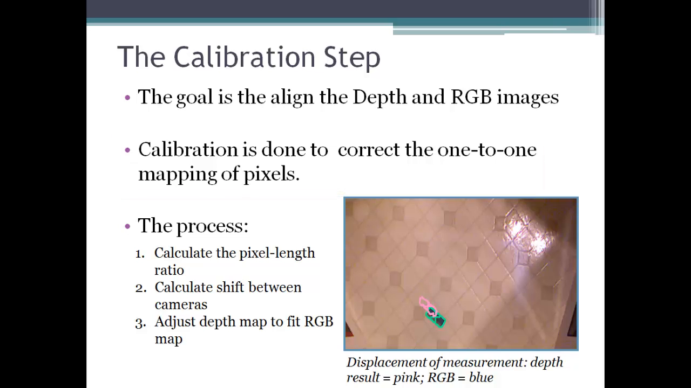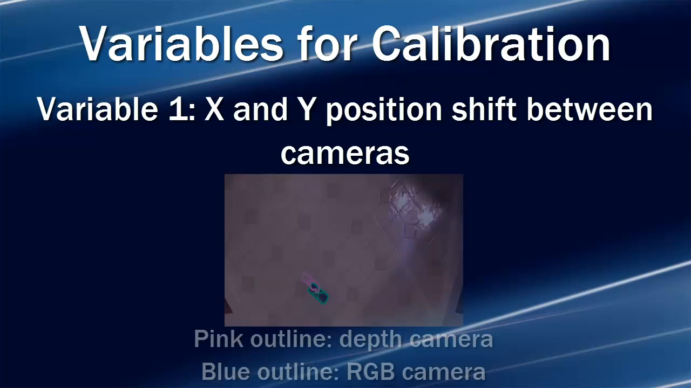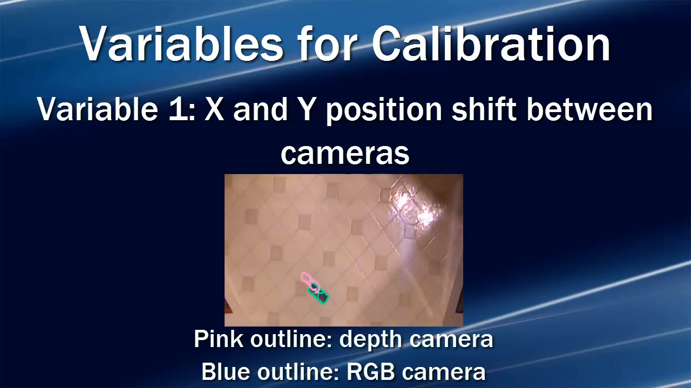There are 2 variables that need to be calibrated for the device. The first variable is the XY position shift from each pixel from camera to camera. Because the camera sees the environment differently, there's a pixel shift between where an object stands in the RGB camera and where the object stands in the depth camera.